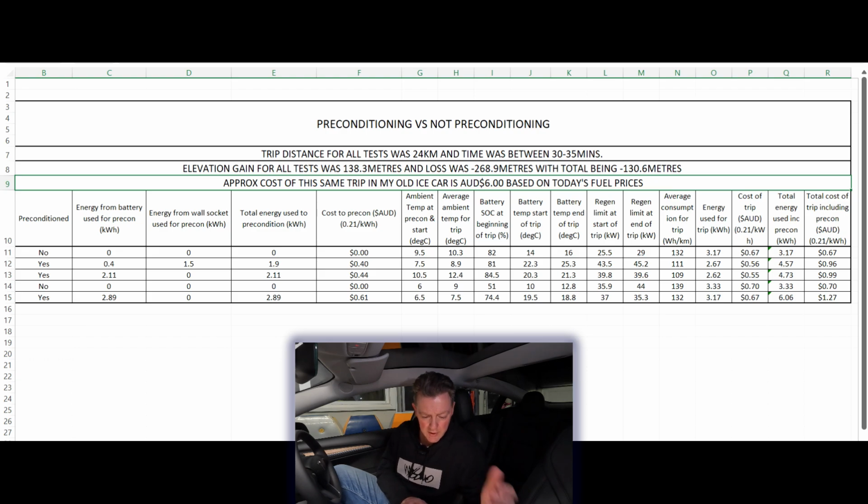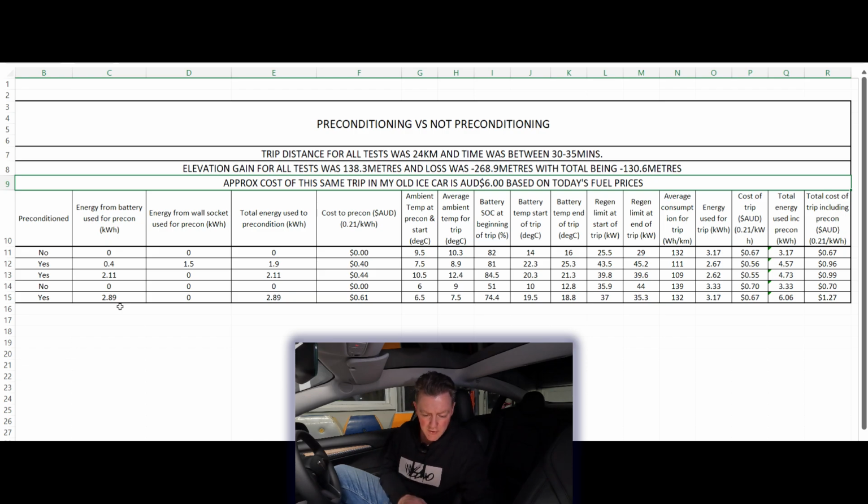So looking down at the spreadsheet now, you can see the first column here I have preconditioned, whether I preconditioned or not. So you can see there 2 mornings I did, 3 mornings I didn't. Energy from the battery used for preconditioning. Now, even when you're plugged in, some energy does get taken from the battery depending on what outlet you're plugged into. So I only have a 240 volt 10 amp outlet here in my garage. I don't have any high powered charging going on here at home. I don't really need it, but that's all I've got to work from.